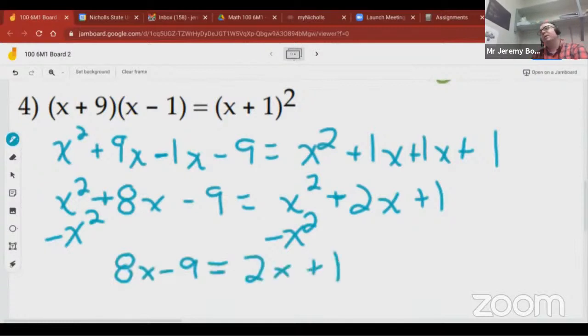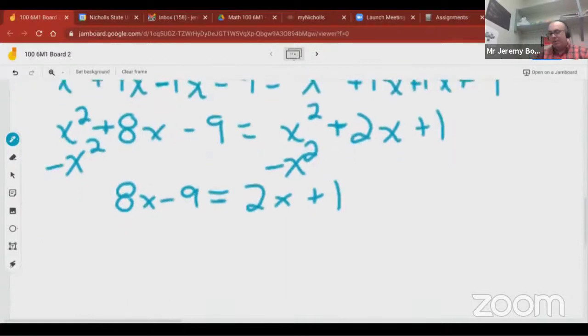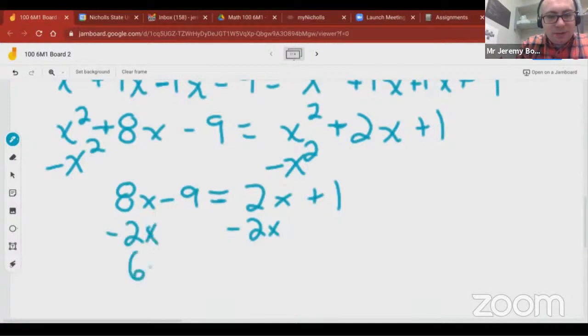And so what you end up with is a linear equation. Kind of the same situation we just talked about on the last one. You've got variable terms on both sides, you've got constant terms on both sides, so you can pick and choose what you want to do here. I like to keep my variable positive if I can, so I'm going to subtract 2x from both sides. We'll get 6x minus 9 is equal to 1. And we'll add 9 to both sides.